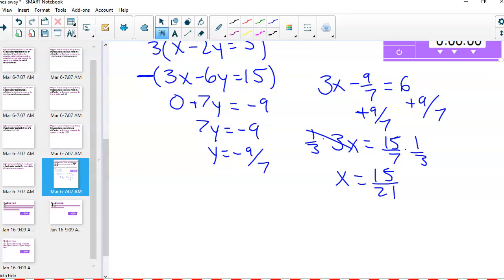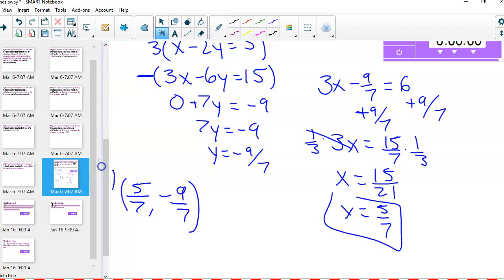Can this be simplified? Divide by 3, and we get 5. So our solution is 5/7, negative 9/7. Questions on that one? Make sure you have that written down and then pass your answer sheet back up.